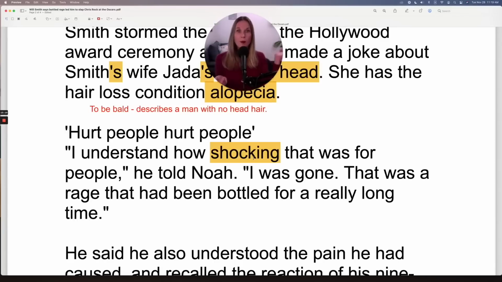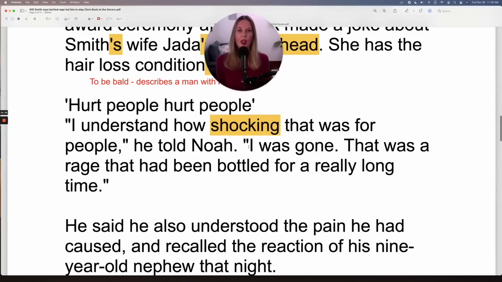So when Will Smith slapped the comedian, imagine what the audience did. They would have gone, shocking. How shocking that was. That was a rage that had been bottled for a really long time. So again, that emotion, it's inside and you're not letting it out. You're not expressing your emotion.